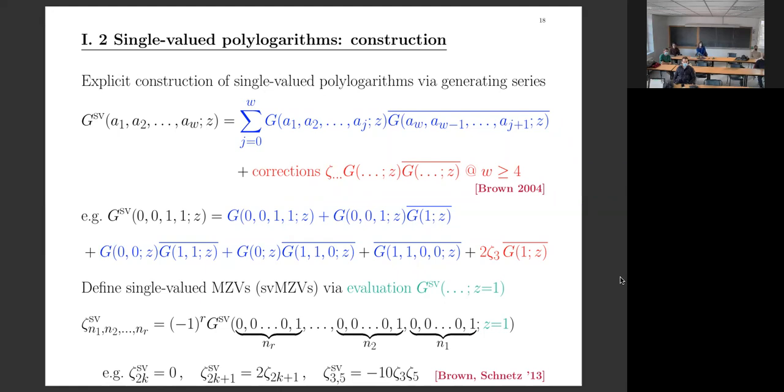Okay. Needless to say, more funny things happen at higher depths, like these double zetas. It's much harder to write down a closed formula. I think it only exists for that.